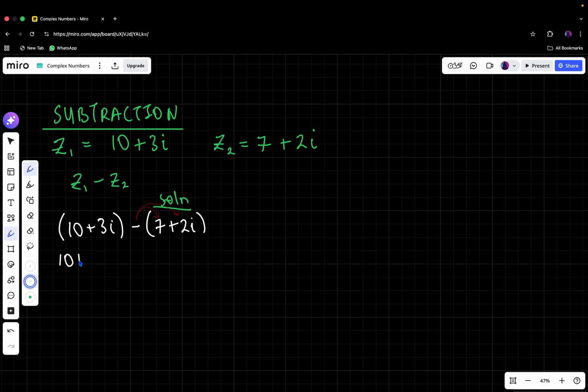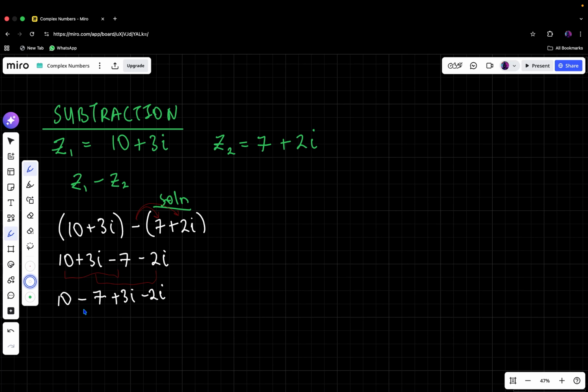This will be 10 plus 3i, minus times 7 would be negative 7, minus times positive 2i would be negative 2i. Now you have it arranged. Still the same thing. You take your real to real, you take your imaginary to imaginary. So you can still polish it and say 10, and then I'm collecting like terms, minus 7, the real part, plus 3i, the other imaginary part, minus 2i.